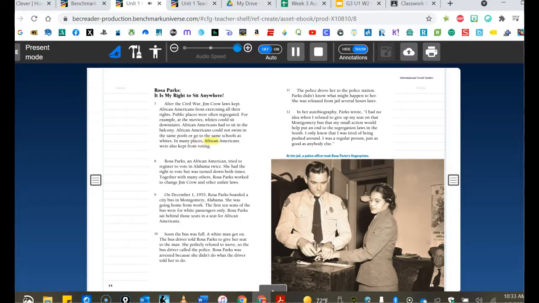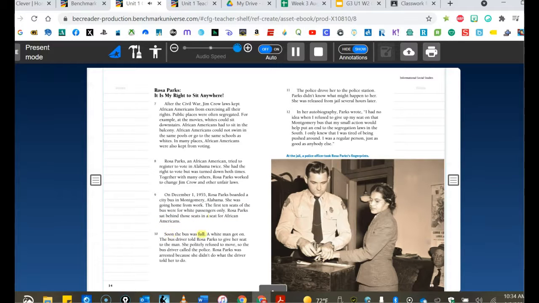African Americans could not swim in the same pools or go to the same schools as whites. In many places, African Americans were also kept from voting. Rosa Parks, an African American, tried to register to vote in Alabama twice. She had the right to vote, but was turned down both times. Together with many others, Rosa Parks worked to change Jim Crow and other unfair laws. On December 1, 1955, Rosa Parks boarded a city bus in Montgomery, Alabama. She was going home from work. The first 10 seats of the bus were for white passengers only. Rosa Parks sat behind those seats, in a seat for African Americans.